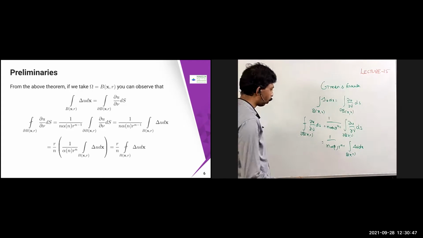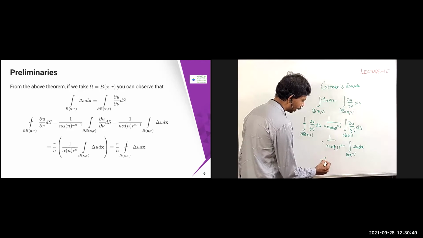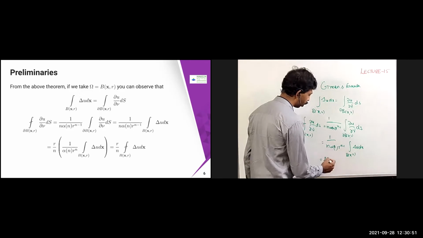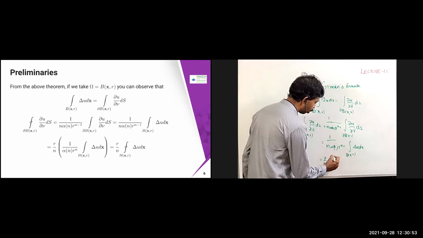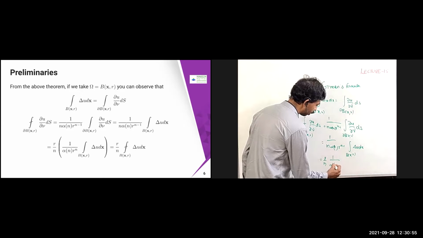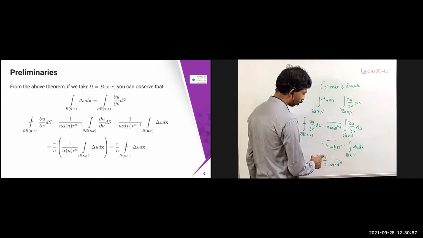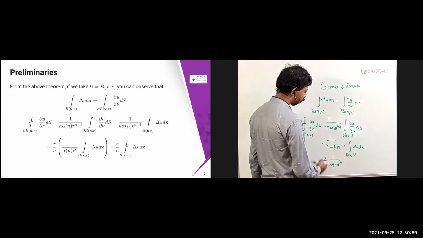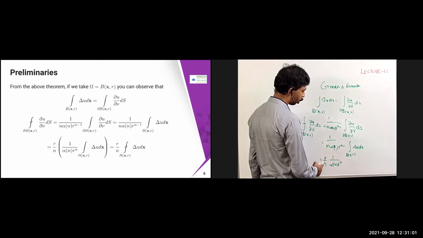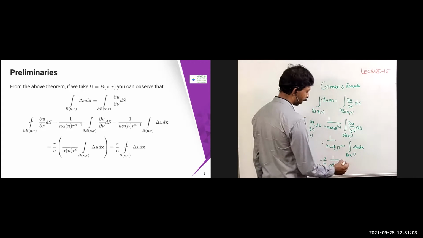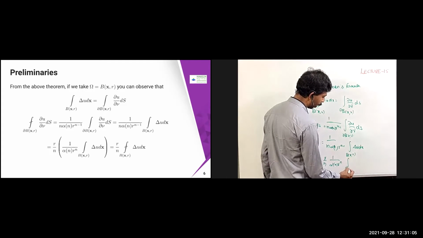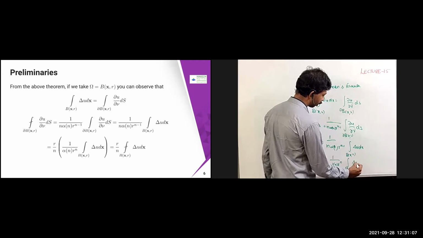Okay, so this one I can rewrite as r by n. Therefore this is going to become r by n into 1 by alpha of n into r power n. I'm just multiplying and dividing by r power n. Therefore it is going to become r by n into 1 by alpha of n r power n into b of x comma r del u dx.